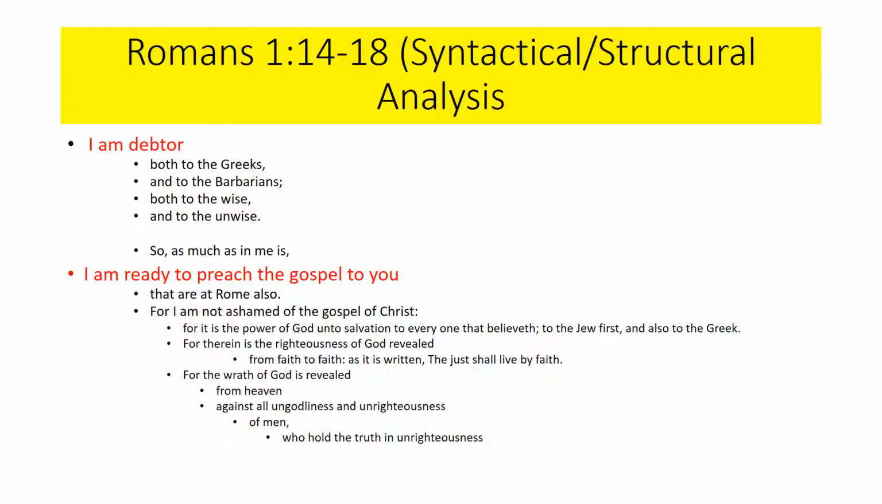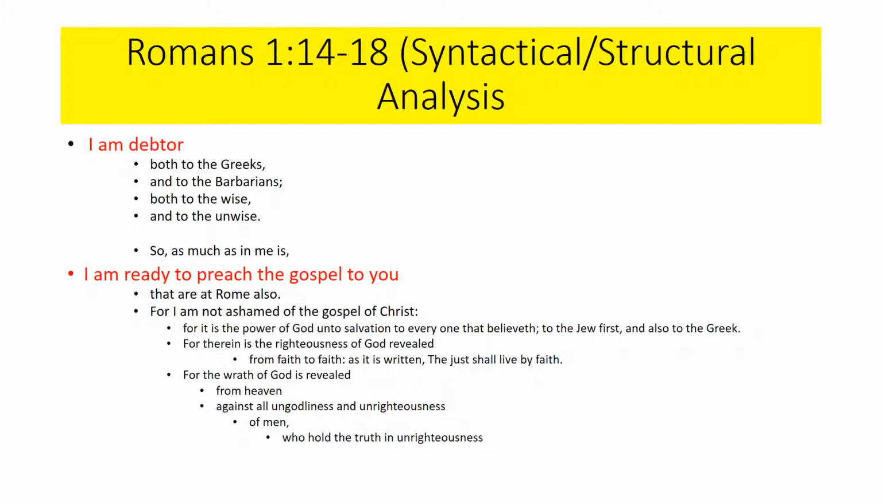Now there are many phrases in there. The power of God unto salvation is a phrase. To everyone that believeth is a phrase. To the Jew first is a phrase. Also to the Greek, those are phrases. And I'm not going to break those down, but those will be subordinated to this clause. But what I want you to really see is Paul says one reason why he's not ashamed of the gospel is because it's the power of God.